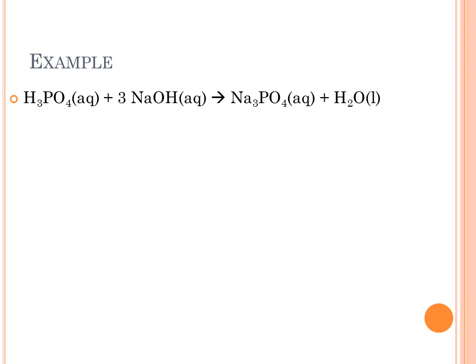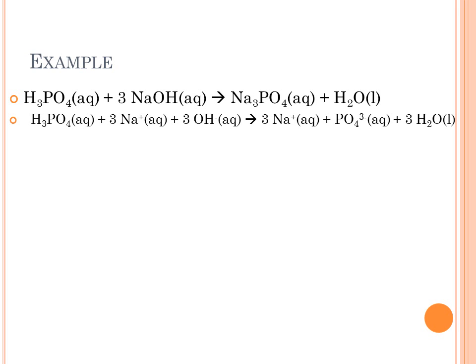Now what happens if we have an acid-base neutralization with phosphoric acid and sodium hydroxide? We need 3 sodium hydroxides to balance it, and we'll get sodium phosphate plus water. Water, again, is a non-electrolyte. But phosphoric acid is a weak acid and is a weak electrolyte, so it's not going to split up either. So we got phosphoric acid aqueous plus 3 sodium ions aqueous plus 3 hydroxide ions aqueous, reacting to form 3 sodium ions aqueous plus phosphate ion aqueous plus 3 waters.